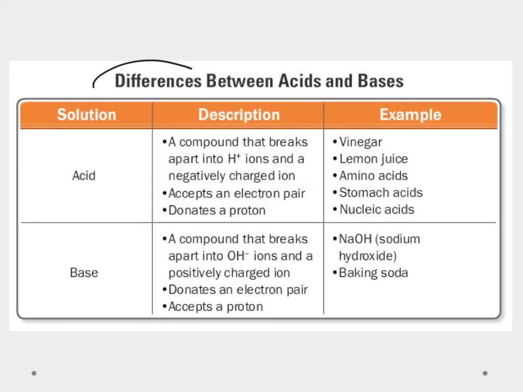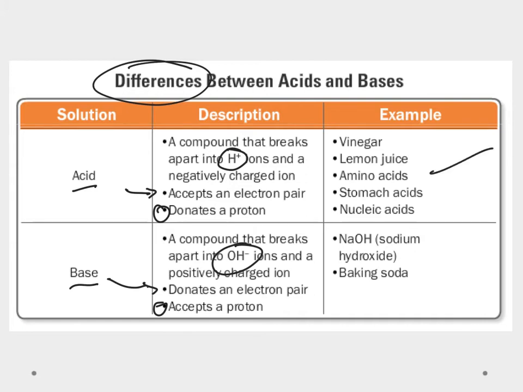Okay, so let's look at the differences between acids and bases. Remember that they are opposite of each other. So an acid is going to accept an electron. A base, on the other hand, will donate an electron. An acid donates a proton. The base will accept that proton. Okay, acids generally tend to break apart into this hydrogen ion, while our bases form these hydroxide ions.